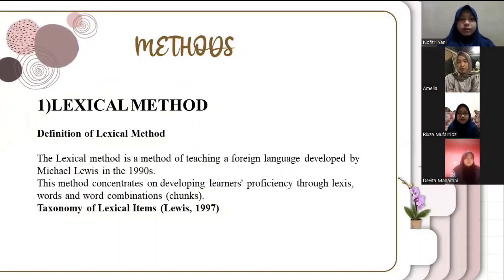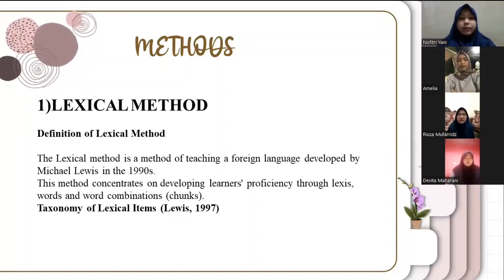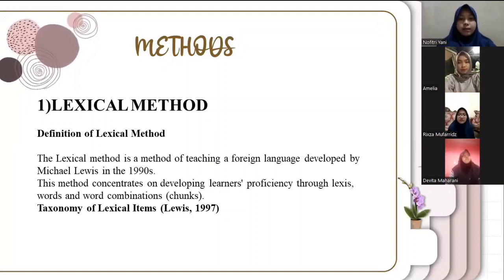This method concentrates on developing learners' proficiency through lexis, words, and word combinations or chunks. It is based on the assumption that an important part of language acquisition involves the ability to comprehend and produce lexical phrases as unanalyzed wholes or chunks, and that these chunks become the raw data by which learners perceive patterns of language traditionally thought of as grammar.